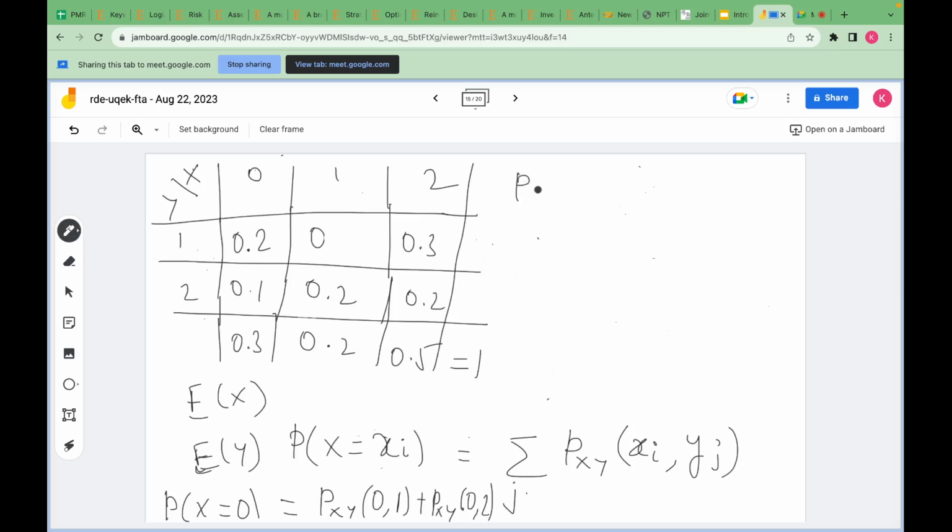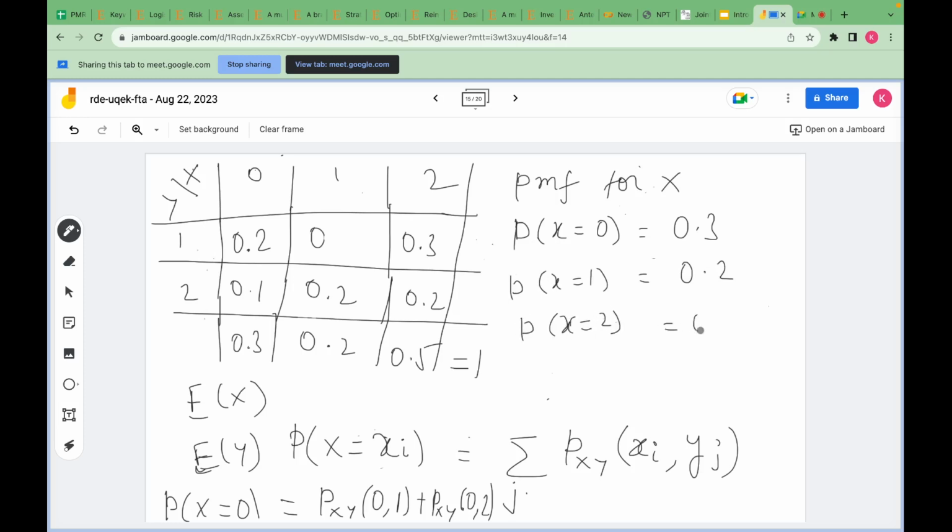So we can see the sum of all these quantities is 1, right? The probability mass function for x is: the probability that x is equal to 0 is 0.3, the probability that x is equal to 1 is 0.2, and the probability that x is equal to 2 is 0.5. This is for x, and we can see that the summation of all these probabilities is equal to 1, so we can say this is an authentic PMF.